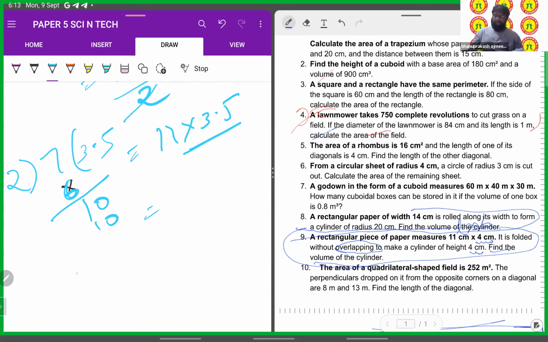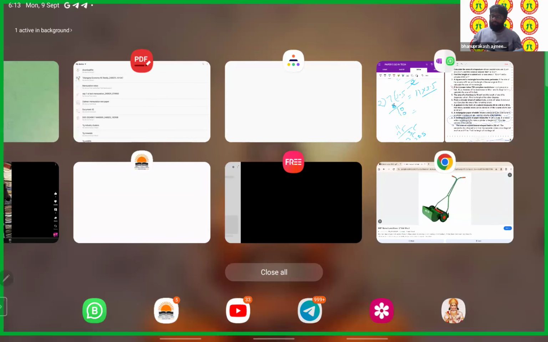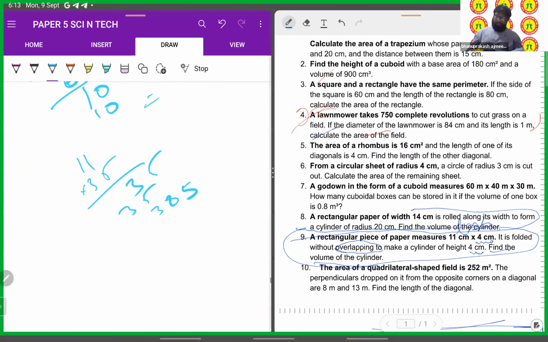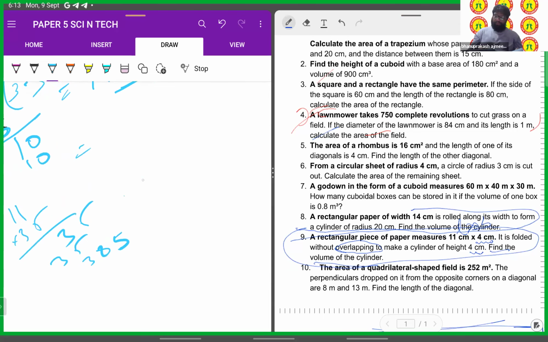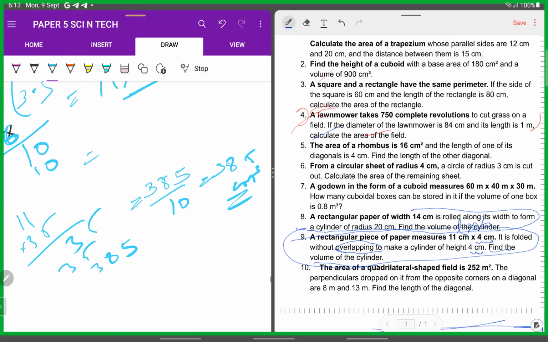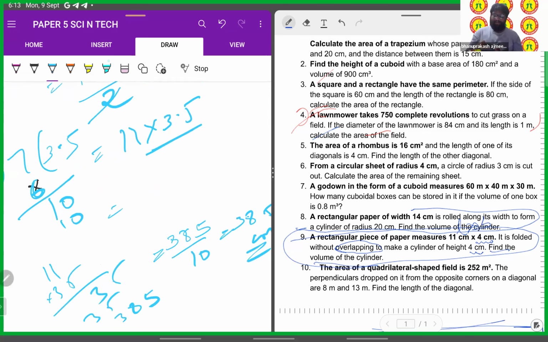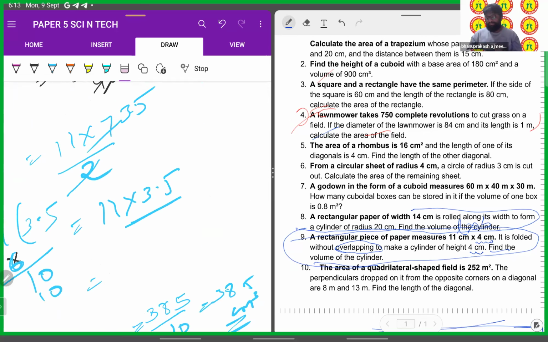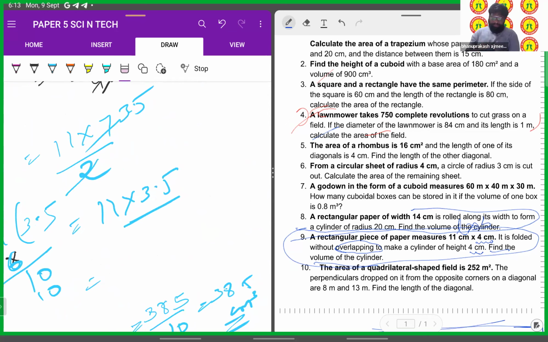So 11 into 3.5, how much are you getting? 11 into 35, 385. So ultimately this would be 385. So 385 by 10, that is 38.5 centimeter cube is the answer. Any doubt in this? No, sir. Calculation part, any doubt, please let me know now. 11 into 3.5 will give you 38.5. Any doubt in this question?